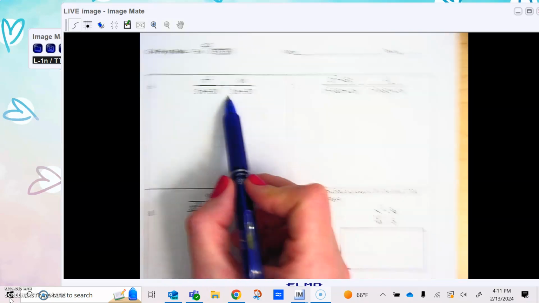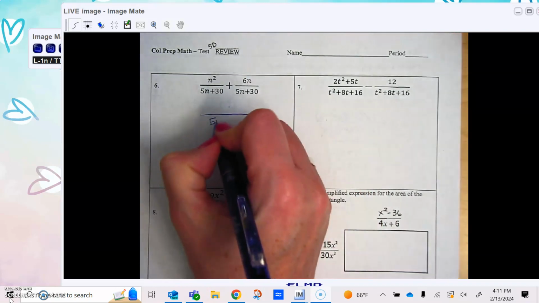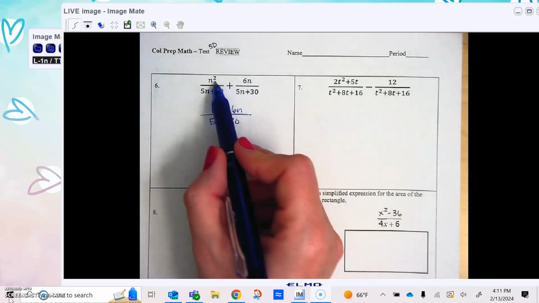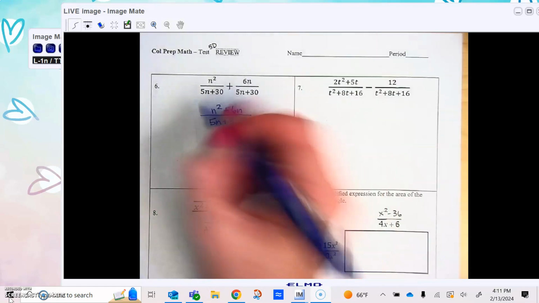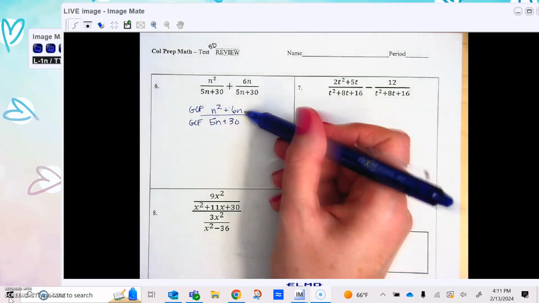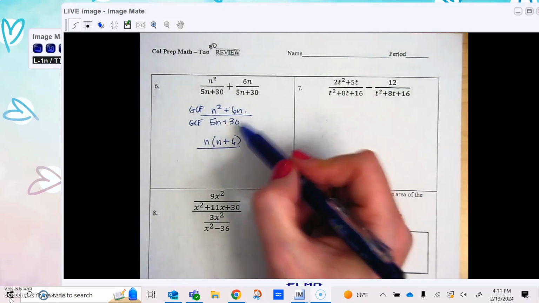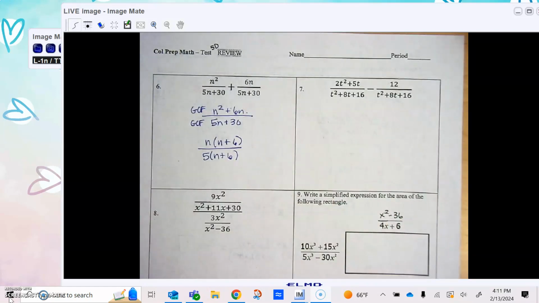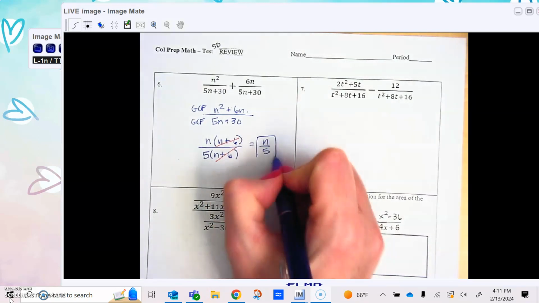On the back, I'm adding fractions that have the same denominator, so I don't have to rewrite anything. I just have to combine them into one. N squared plus 6n. I have to factor these. They're both a GCF. So GCF up here and a GCF here. The GCF in the numerator is n. So now I have n times n plus 6. And in the denominator, their GCF is 5. So 5 times n plus 6. These cancel, leaving me n over 5.